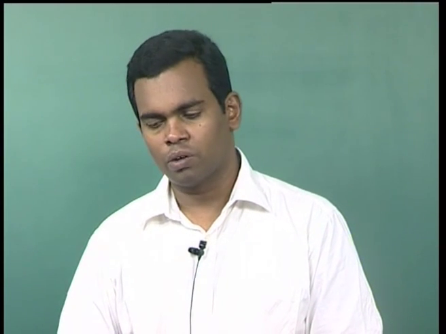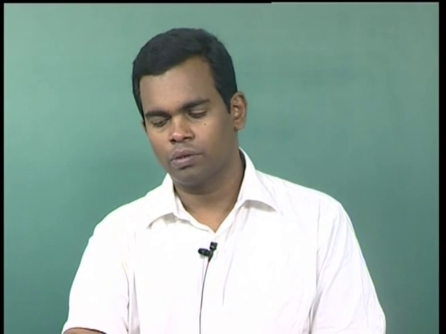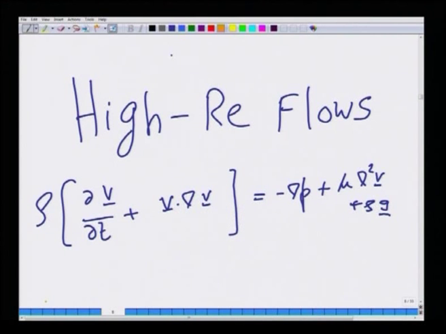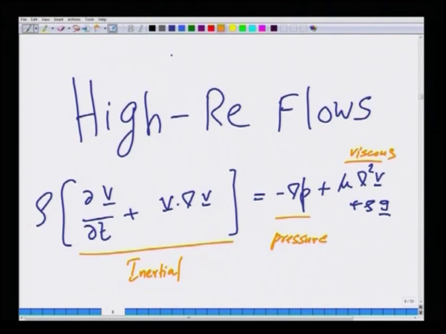The Navier-Stokes equation is essentially a force balance equation. So, there are various forces on the various sides of the Navier-Stokes equations. On the left side you have the inertial forces, and on the right side you have the pressure forces, the viscous forces, and the gravitational body forces. So, these are the various forces that act on a fluid element.